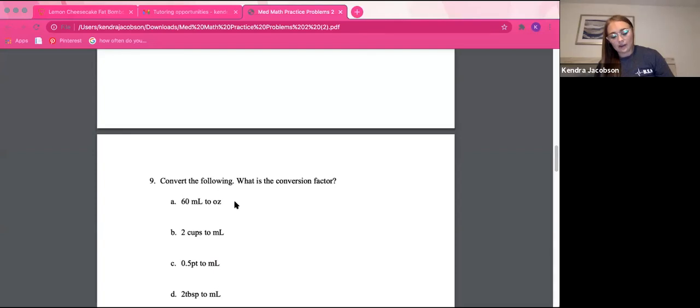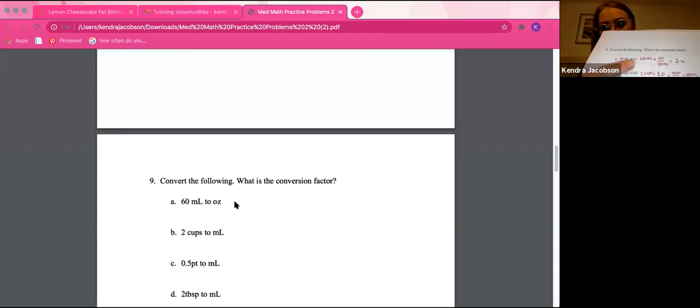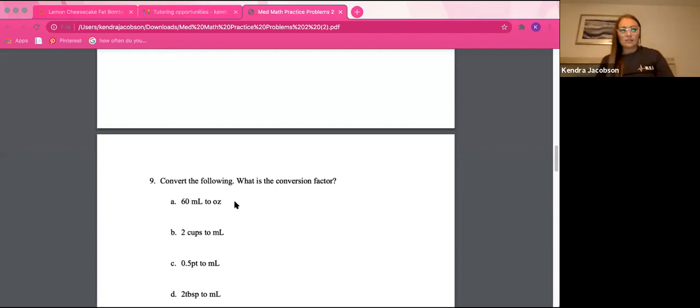Yep, I'm seeing 2 ounces, and 2 ounces is correct. I'll show you guys how I set that up again. So we do have the 60 milliliters, and of course you want to be able to cross it out. So we're going to put the conversion factor here, which will go to your 2 ounces.